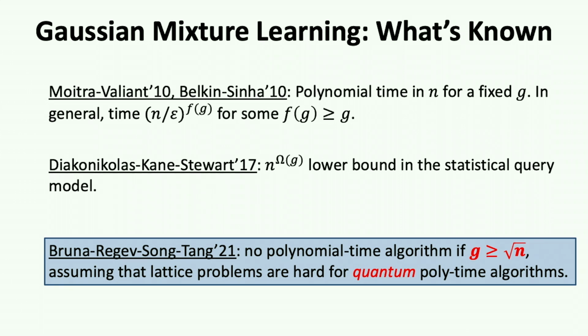So there are two things that are non-tight about this result. One is the quantum, which you may or may not care about. But the other, more interesting thing, is that it only says that learning a mixture of root n Gaussians is hard, whereas the algorithms work for a constant number of Gaussians. So what is going on in between?